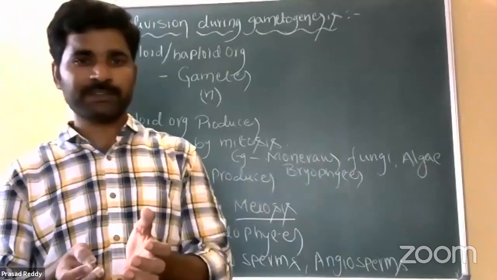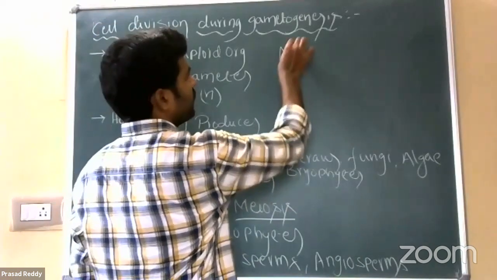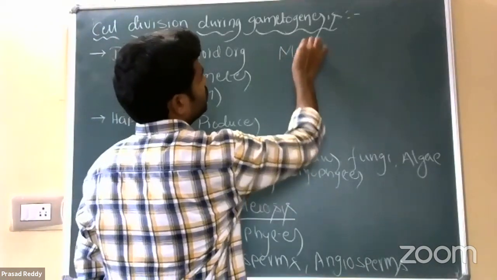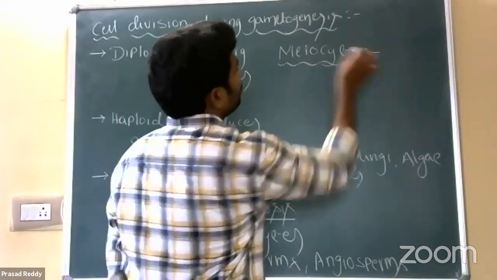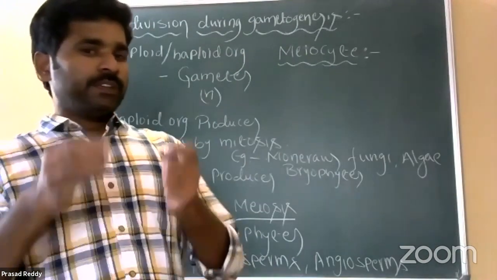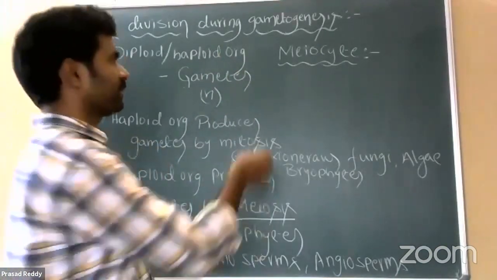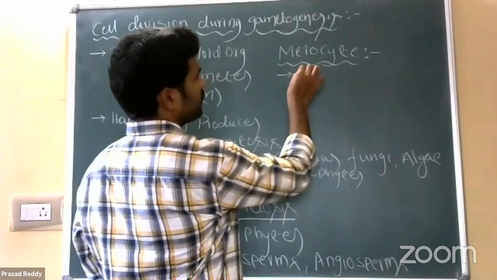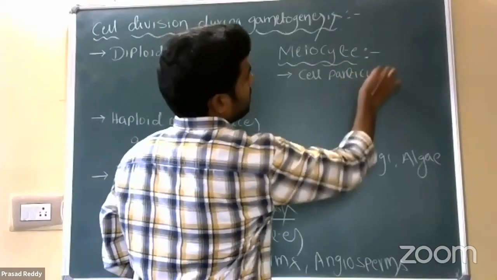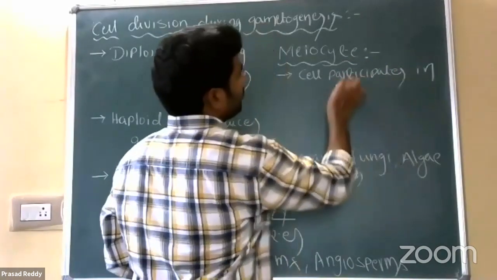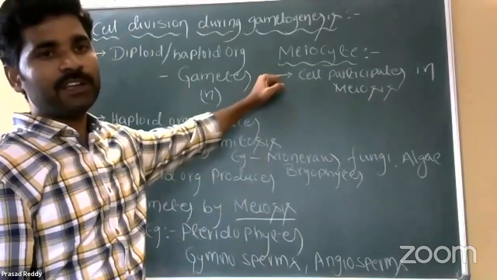Now, what is meiocyte? What is meiospore? What is the difference between meiocyte and meiospore? Better to take meiocyte first. Definition for meiocyte: the cell which participates in meiosis division is called a meiocyte.